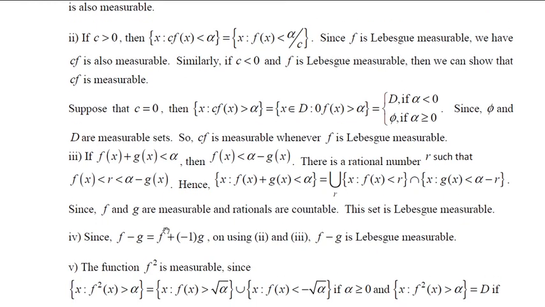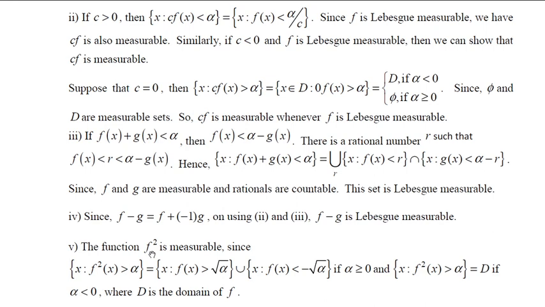To prove that, first we show f squared is Lebesgue measurable. Consider the set of all x where f squared of x is greater than alpha. By taking the square root on both sides, you will get the set of all x where f of x is greater than square root of alpha, union with the set of all x where f of x is less than minus square root of alpha, because plus or minus will come. So the union of these two will give you this.